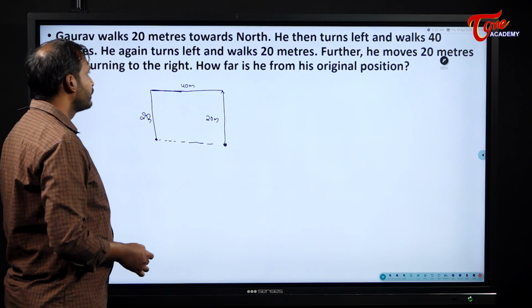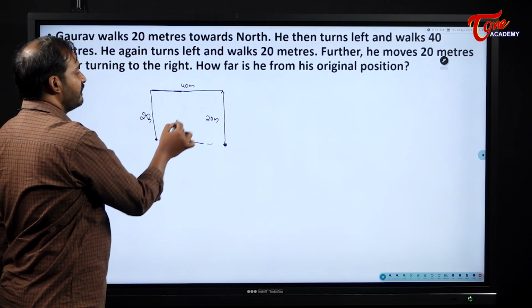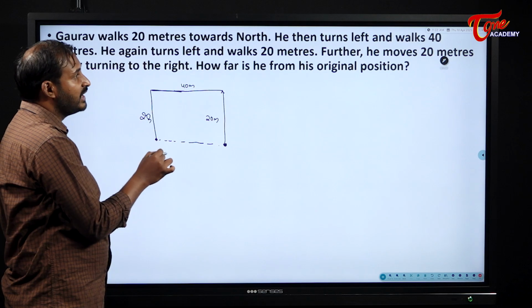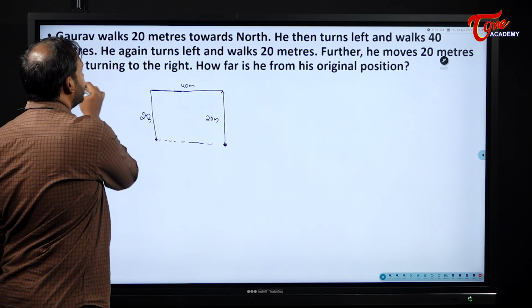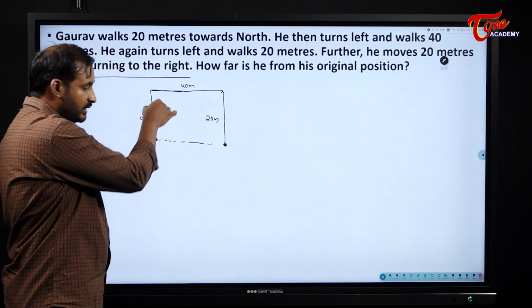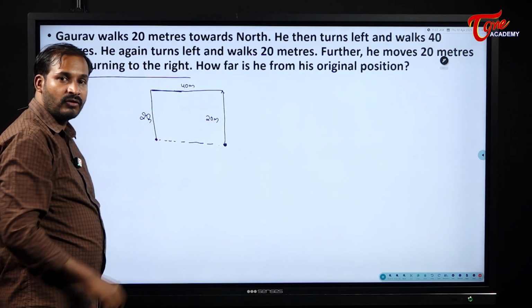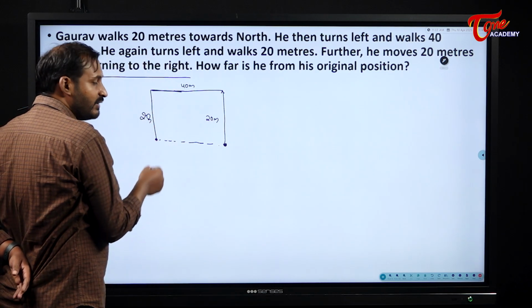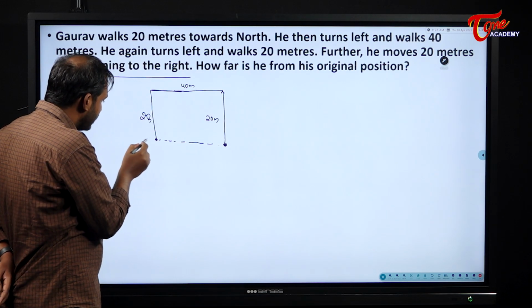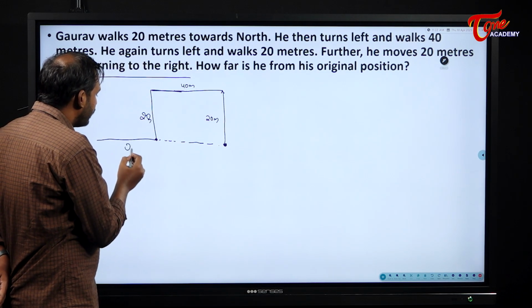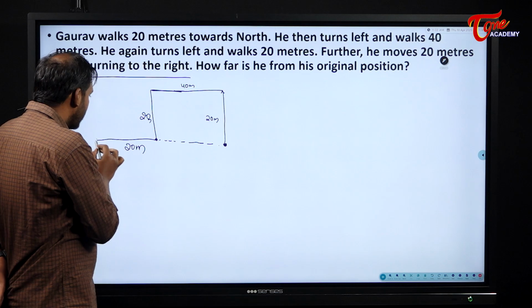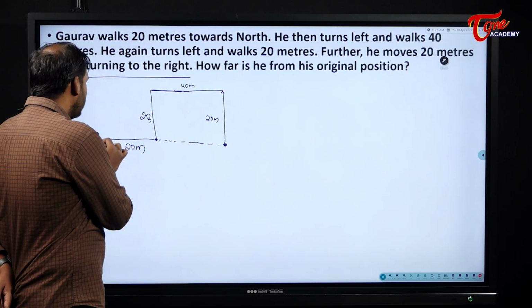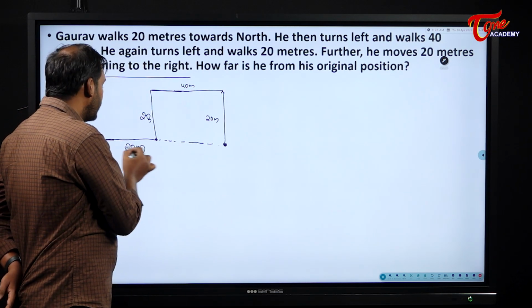Further he moves 20 meters after turning to the right. That means from here, in this position, he turned to which direction? Towards the right. See, if you are coming down, rightward means what? This is the rightward direction. And he walked what distance? 20 meters. Now he came parallel with the starting point and he walked 20 meters.